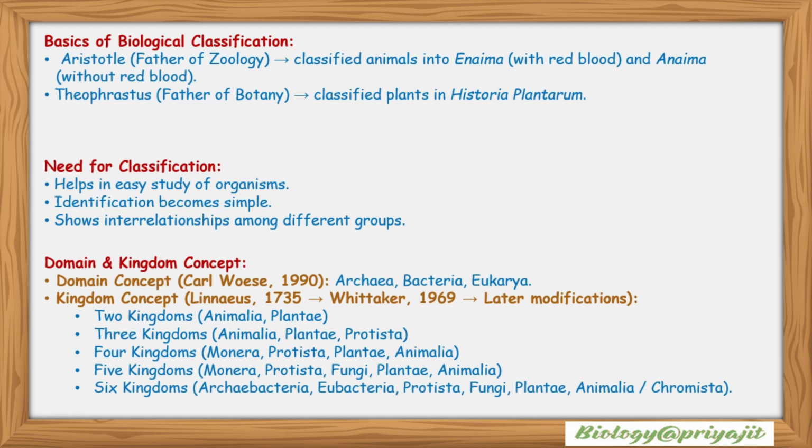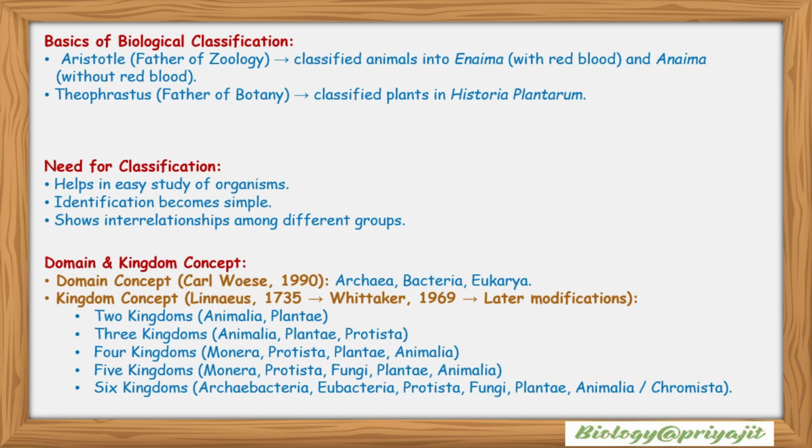Domain and kingdom concept. The domain concept was proposed by Carl Woese in 1990, and it comprises Archaea, Bacteria and Eukarya. The kingdom concept was proposed by Carolus Linnaeus in 1735, then by Whittaker, and further in 1969 it was modified later. The two kingdom concept was proposed by Carolus Linnaeus. It was Animalia and Plantae.